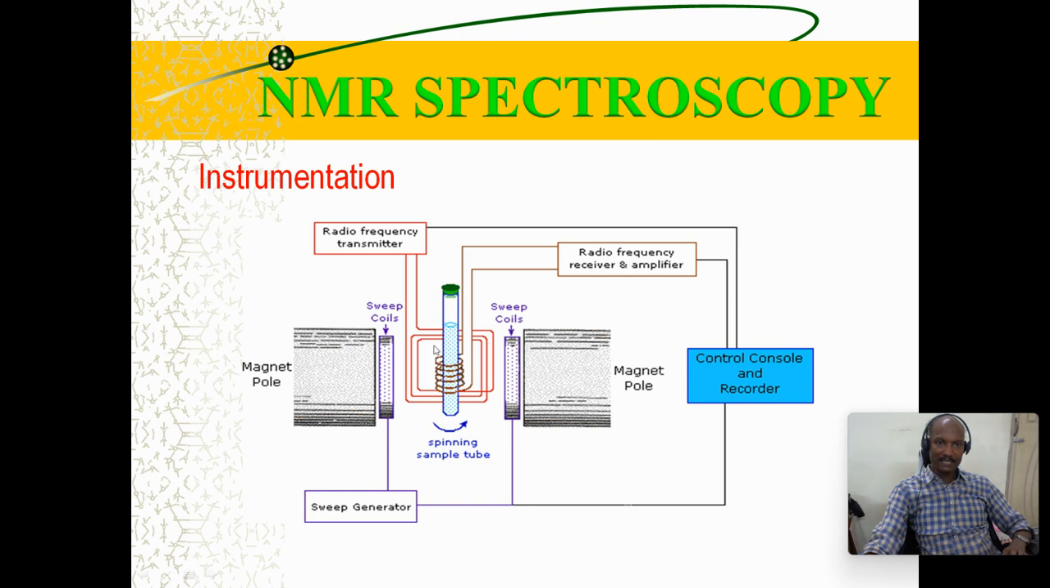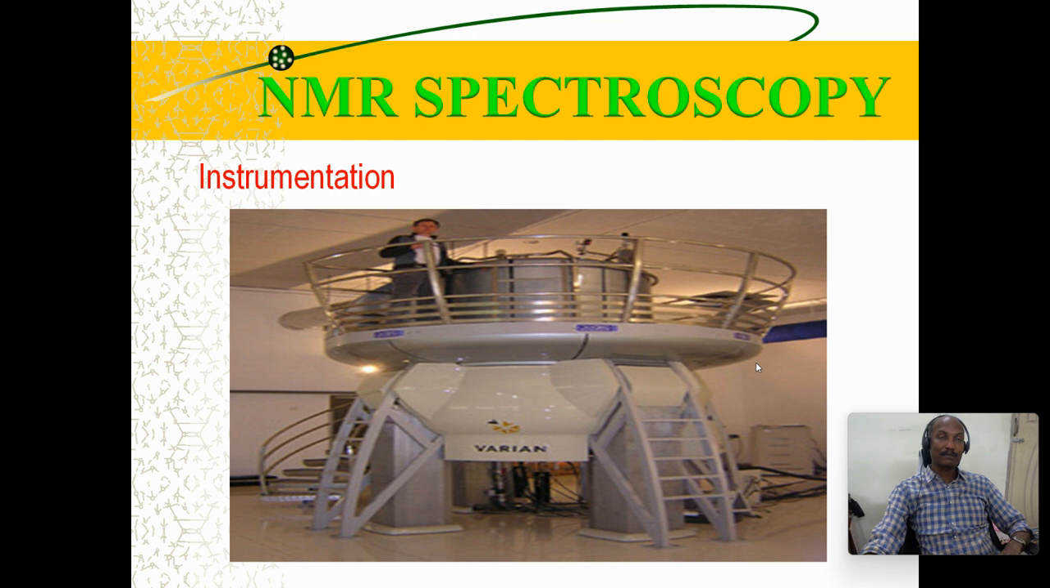It undergoes spinning in this particular location, and between the two sides of the sample, the sweep coils are there. Then there is a radio frequency transmitter, and this is the radio frequency receiver. Here are the two magnetic poles, then an amplifier, followed by a receiver and then a recorder. These are the various components of the instrumentation of this NMR spectrophotometer.